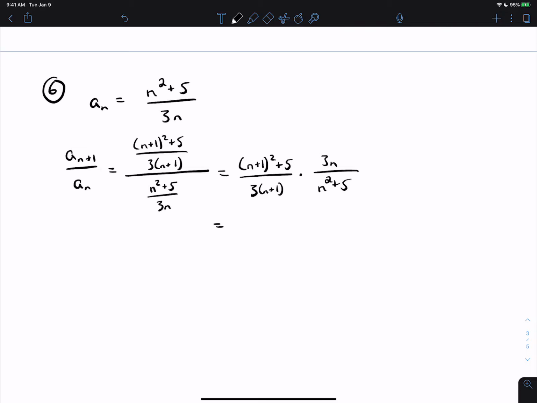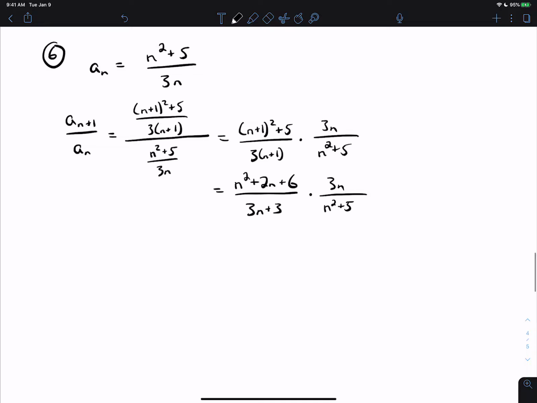If I expand (n plus 1) squared, I get n squared plus 2n plus 1. But then I'm going to go ahead and combine the 5, so it's n squared plus 2n plus 6. On the bottom, I've got 3n plus 3, and then 3n over (n squared plus 5). Now we're going to work out the algebra by distributing the numerators. So we get 3n to the third plus 6n squared plus 18n. And then we're going to distribute the bottom, and I'm going to put the terms in order.